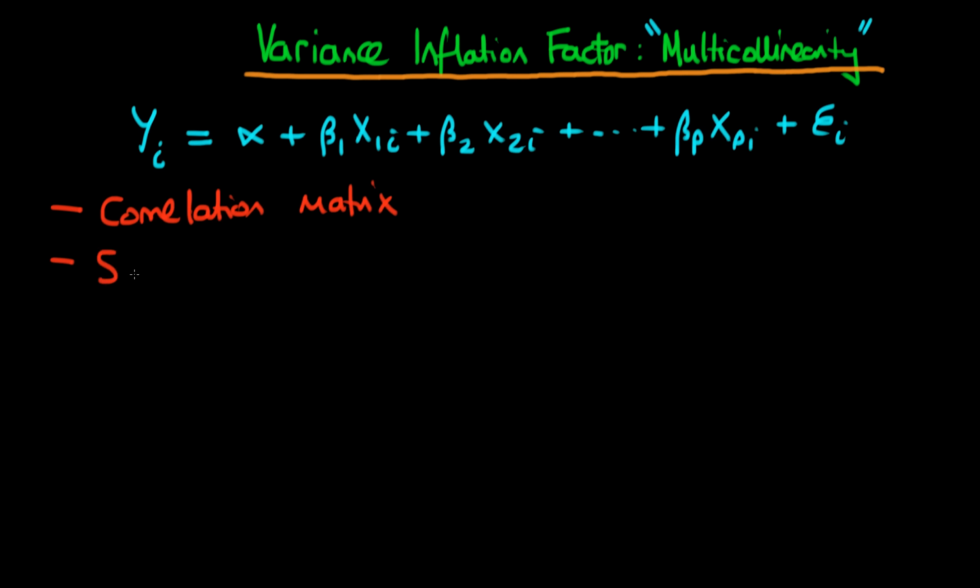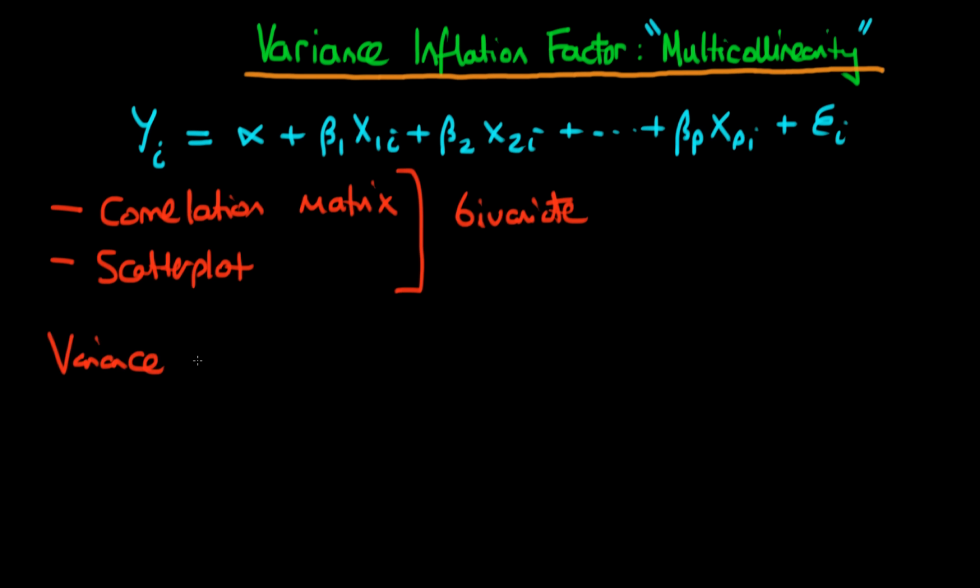Secondly, you could do a scatter plot of each of your individual variables against all the other variables. But note that both of these methods are bivariate methods for just seeing whether there is a relationship between one of your variables and one of the other variables. Sometimes we'd like a slightly more powerful concept whereby we're looking at whether we can explain one particular variable in terms of linear combinations of all the other variables. And that motivates the construction of something which we call a variance inflation factor.